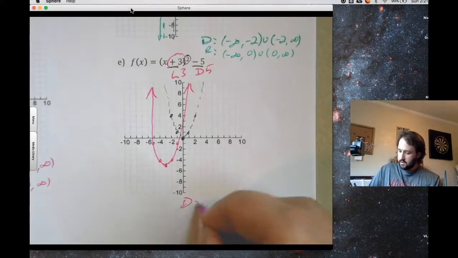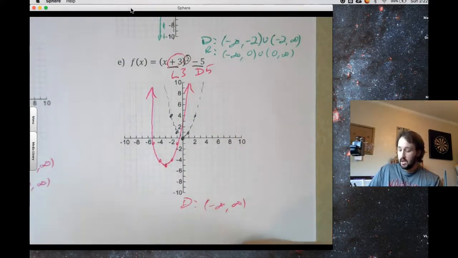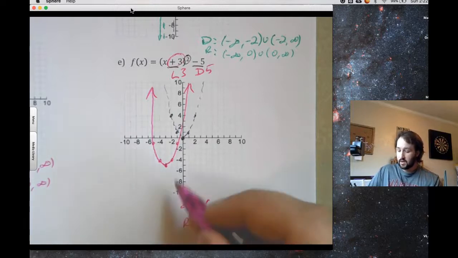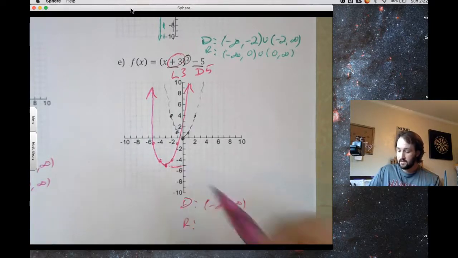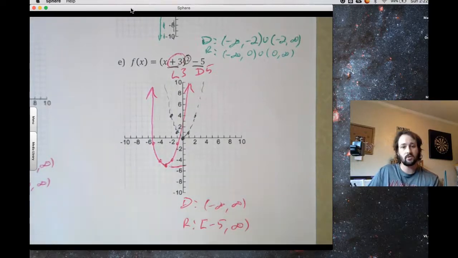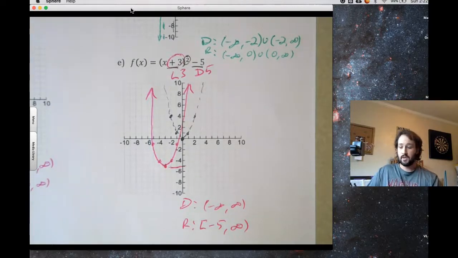Oh well. So for the domain, going left and right forever, so still negative infinity to infinity. For the range, the lowest y value I can possibly have is this negative 5 right there. So I have everything from negative 5 and it's going up forever to infinity. There would be our range.